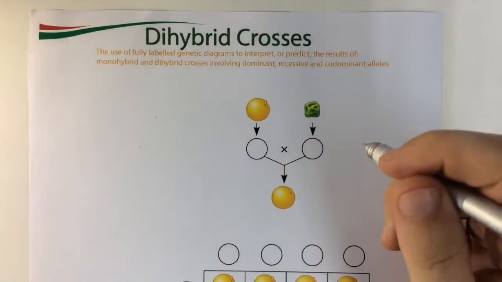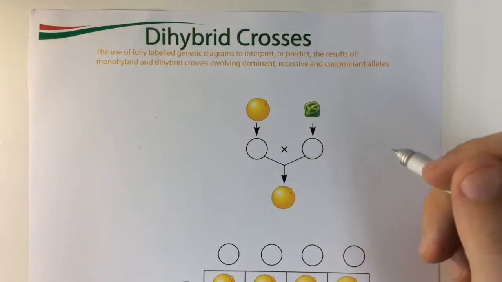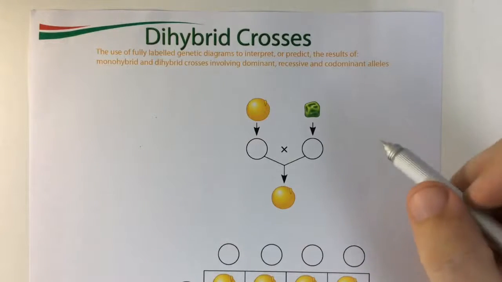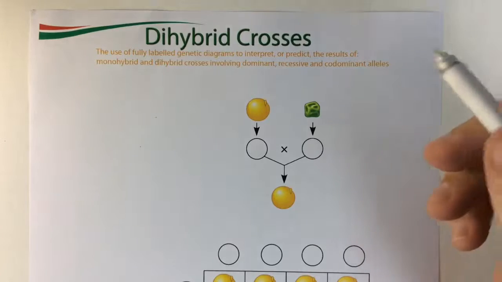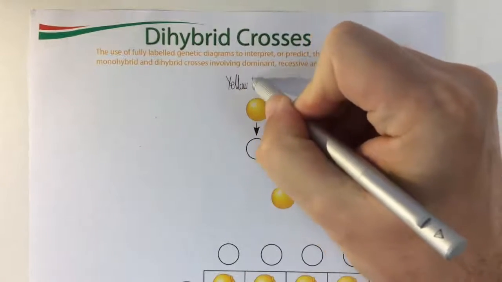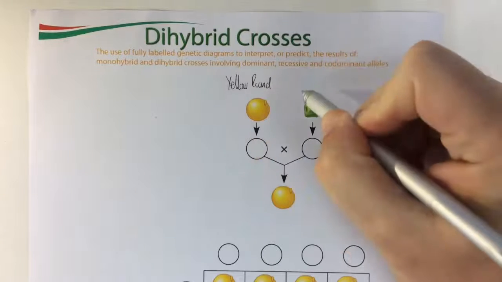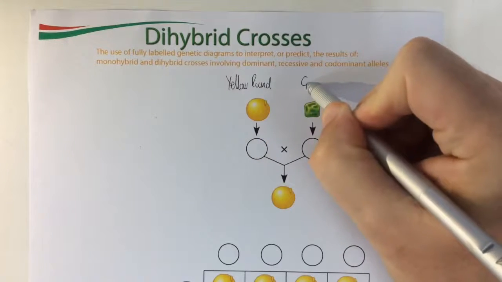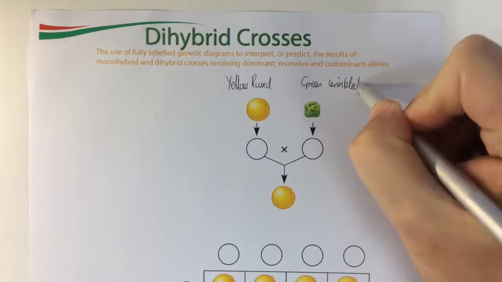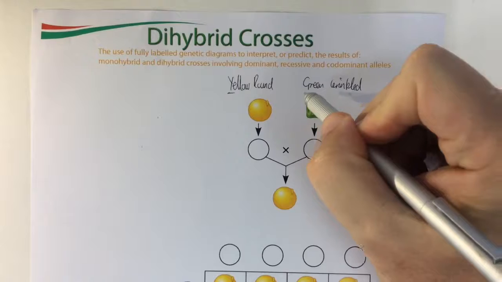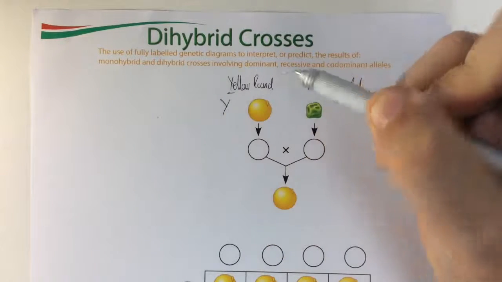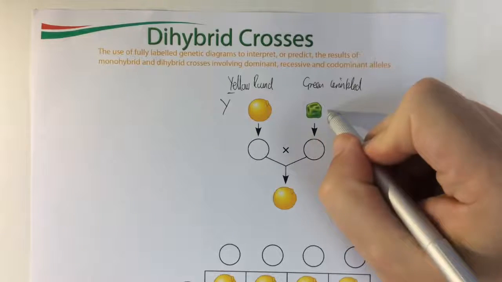Hey there, in this video I'm going to talk through how to lay out a dihybrid cross. I'm going to use the example of peas. In this type of pea we have the yellow and round pea and the green wrinkled pea. Yellow is dominant to green, so we're going to give that a big Y and little y for green.